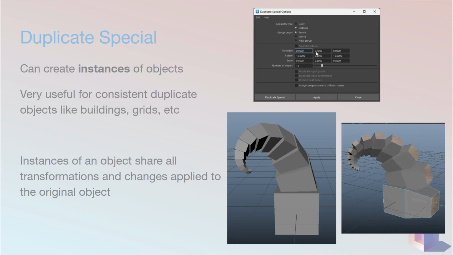So here with this duplicate special, I can offset and then create a number of copies, and it duplicates the copies with the instance parameter. It's very useful if you want to create an array of buildings, or you just have a lot of objects that need to be similar but in different positions, orientations, and scales. Then using instances can be really useful because they're not individual meshes. So if you edit the original one, then all the other ones are equally edited as well. Very, very useful for things like that.